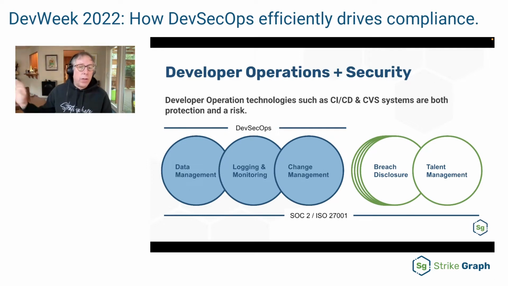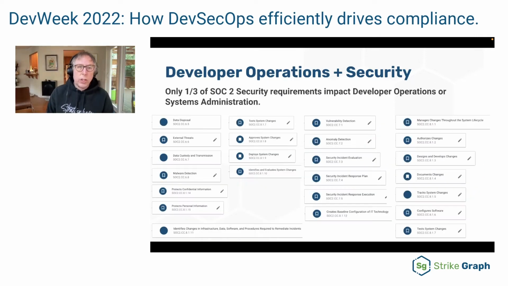There are a lot of other parts of common standards that really have no impact on technology. A good example of those is that a fair bit of these standards deal with talent management or things like breach disclosure. So when we pull back and we think about, for example, SOC 2, really only about a third of the security requirements of a SOC 2 audit impact developer operations or systems administration.